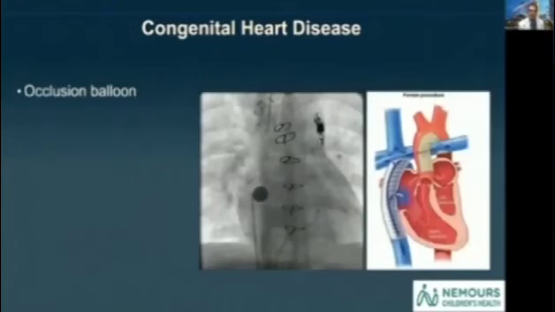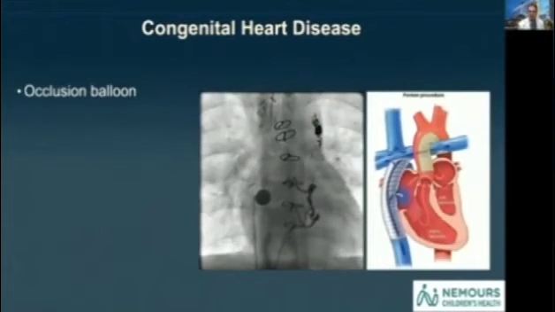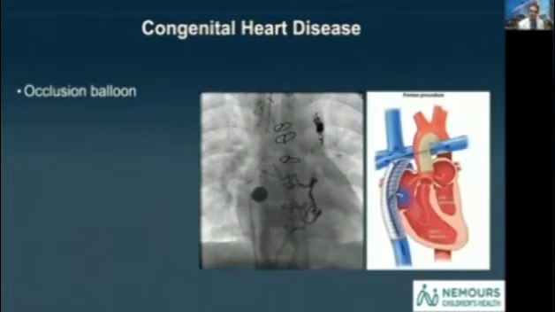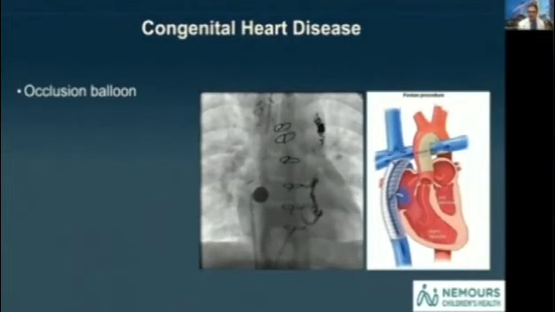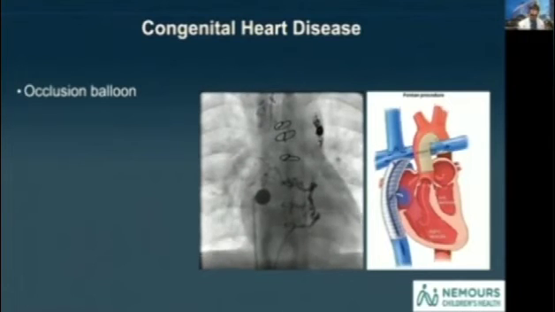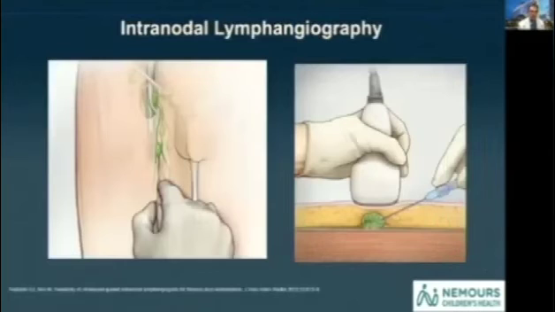And the second one is, of course, to put a balloon across the fenestration. Why do we need the balloon? Let's say a little bit of Lipiodol is spilled during lymphangiography. It can go into the IVC, of course, and can go through the fenestration. So we'll always put a balloon. That's absolutely necessary. Of course, any procedure we start with intranodal lymphangiography.